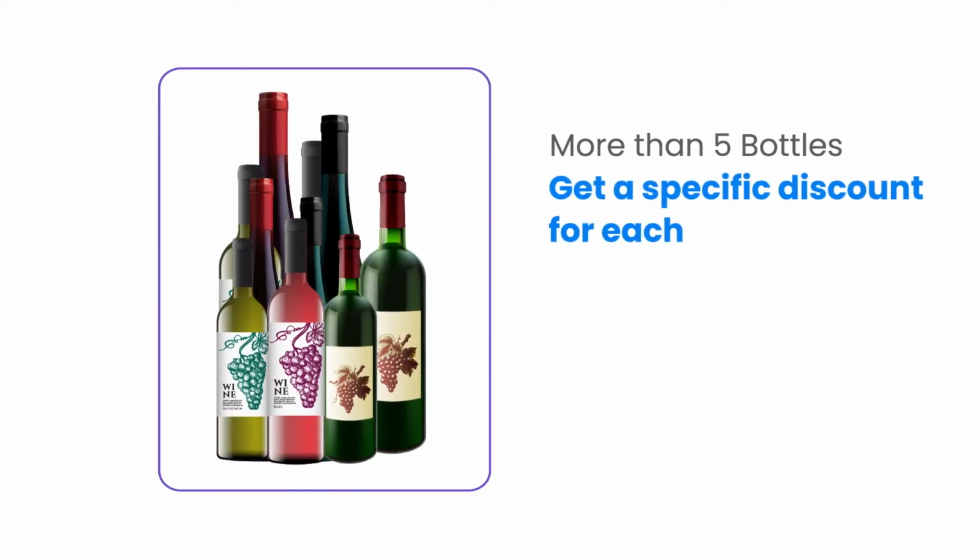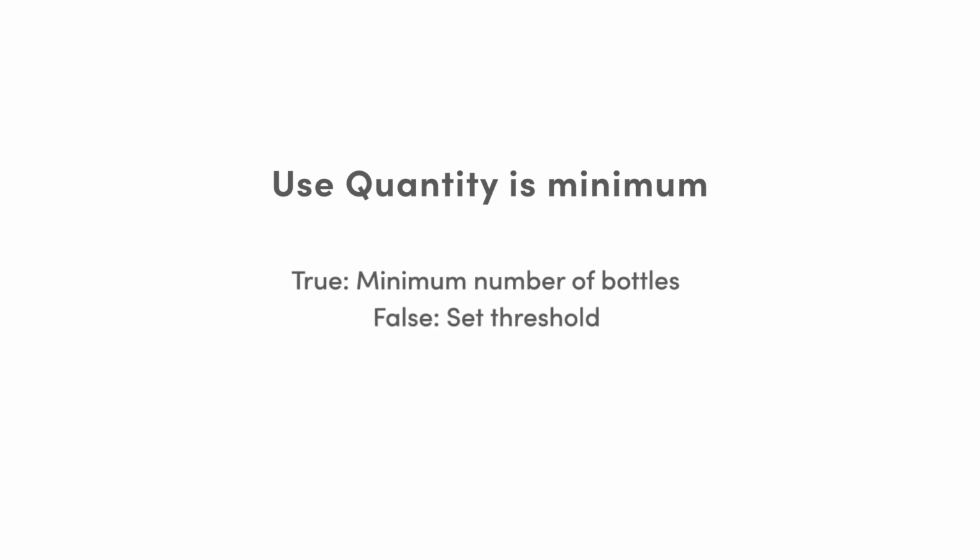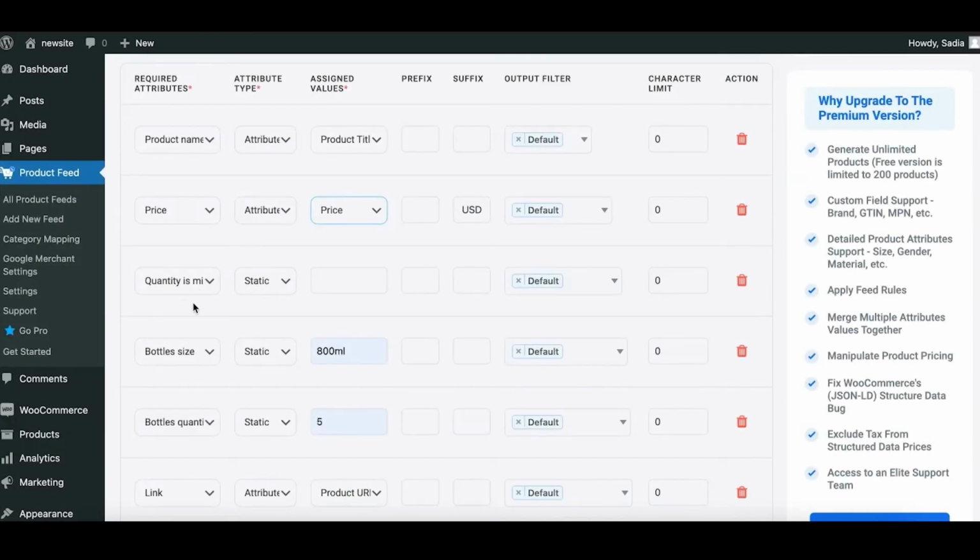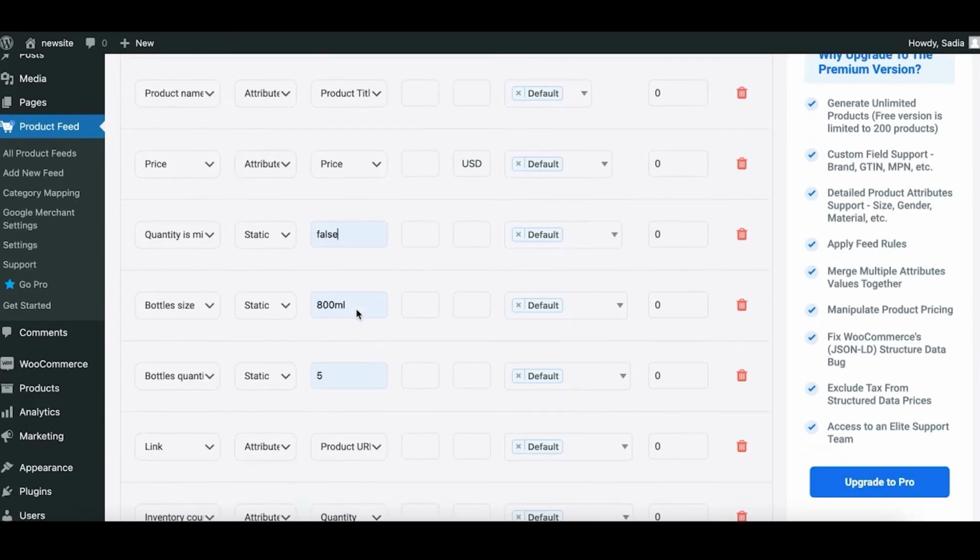But if you want to give a discount if someone buys more than 5 bottles, then you'll mark the quantity is minimum as false, and here you'll set the quantity 5. So for the true case, discount is applicable for minimum number of bottles, and for the false case, discount is applicable for a set threshold. So in this feed, I'm just gonna select it as false.